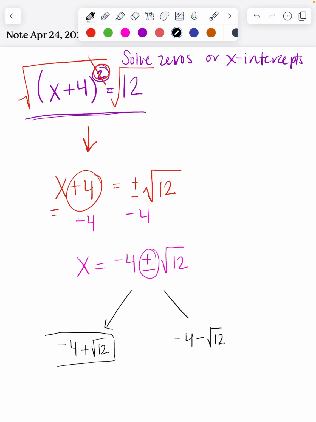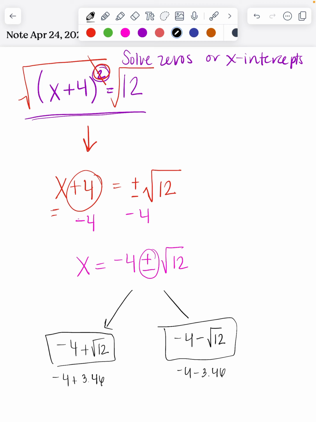Now, let's get the square root of 12. Sometimes you're going to see your answer like this, but we're going to keep going because you might have it as a decimal as well. So let me get the square root of 12. I know it's going to be a decimal, so you just do it in the calculator. So let me do that really quick on my calculator. Square root of 12 is 3.46. So I have negative 4 plus 3.46 and negative 4 minus 3.46.